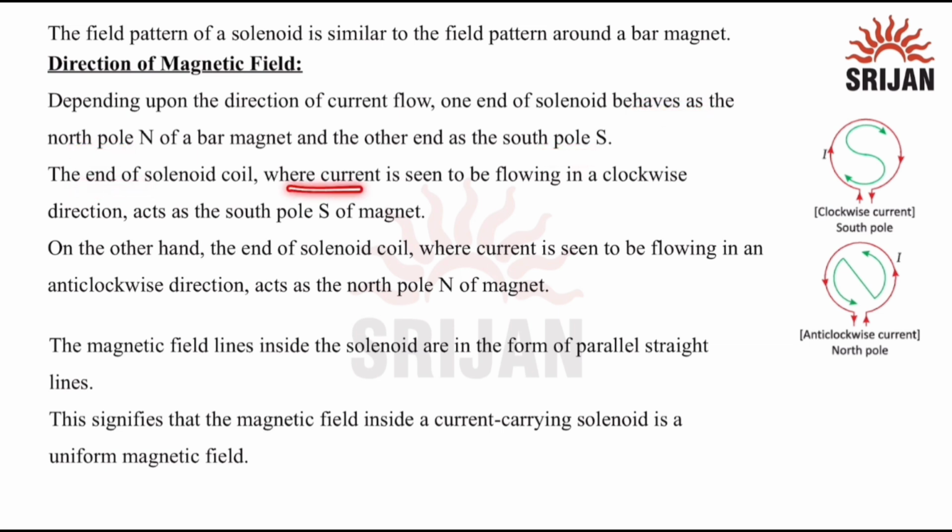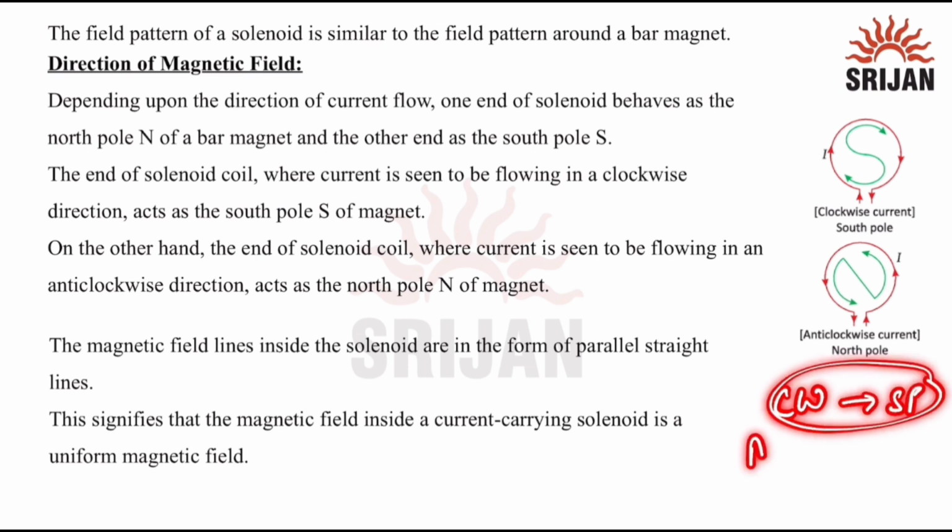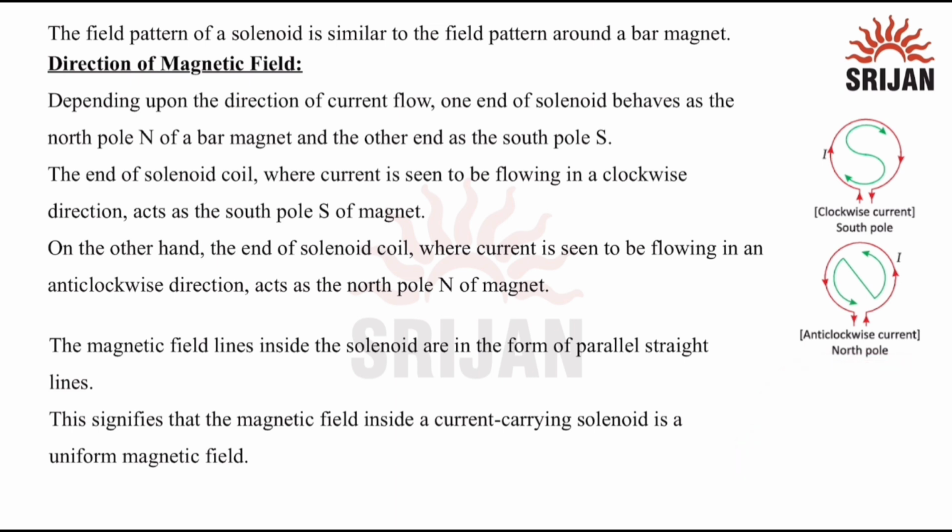The end of the solenoid where current is seen to be flowing in clockwise direction acts as south pole. So, clockwise means south pole, and anti-clockwise would mean that it is north pole. On the other hand, the end of the solenoid where current is seen to be flowing in an anti-clockwise direction acts as north pole of the magnet. Now, the magnetic field lines inside the solenoid are in the form of parallel straight lines. This signifies that the magnetic field inside the current carrying solenoid is uniform magnetic field.